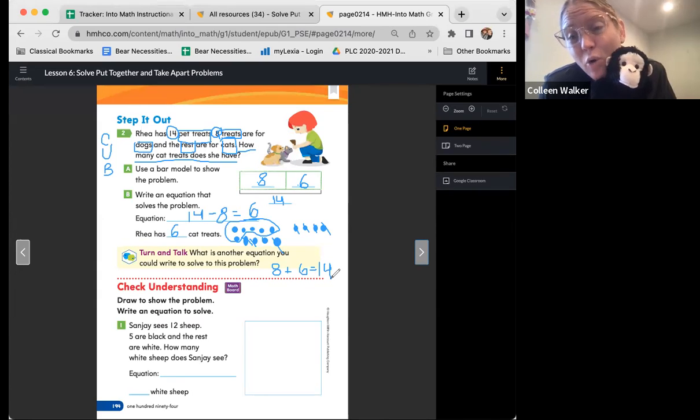Awesome. Well, boys and girls, you did such a great job today solving for the unknown and solving for addends that we didn't know, one or both addends. You did amazing. So keep up the great work.